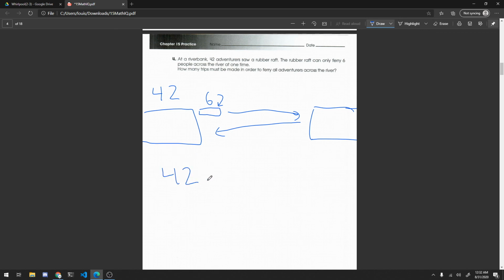We have 42 people and they want to get to the other side, but it can only fit 6 at once. So we need to find out how many groups of 6 are in 42. And we can do this by dividing 42 by 6. And this will give us 7, and that is our answer. The reason why we ask for how many groups of 6 are in 42 is that only 6 can go at a time, so we're just looking for how many groups of 6 can fit in 42. And 42 divided by 6 gives us 7, and that is our final answer.